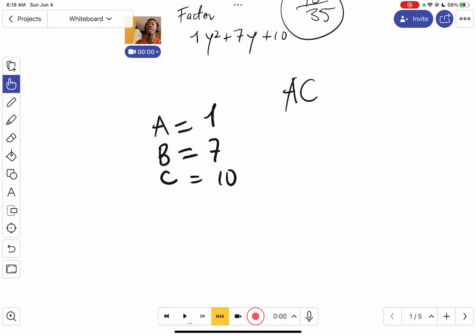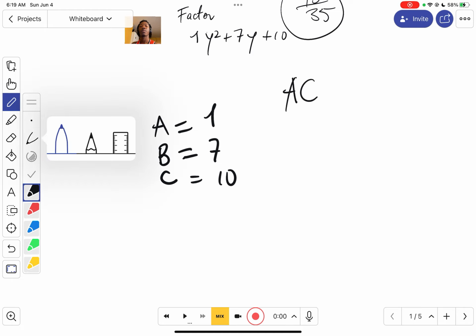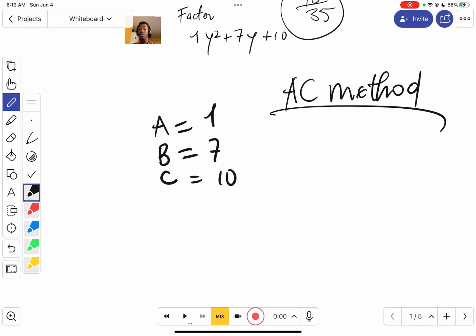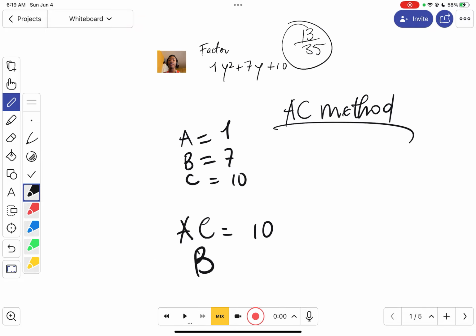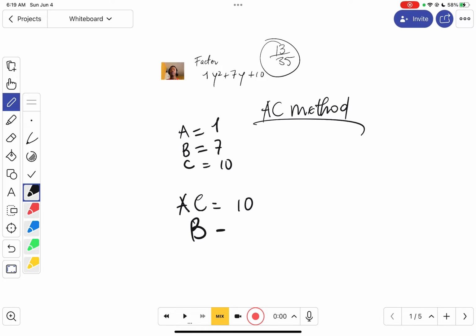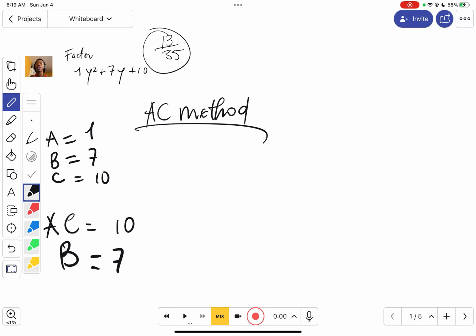So we're gonna use something called the AC method, and the way that it works is by doing the following. You take A times C, which is 10, and B, which is equal to 7. You do the AC method by multiplying the first term by the last term, which is A by C, but you need to put them in order because they might give it to you already mixed up.